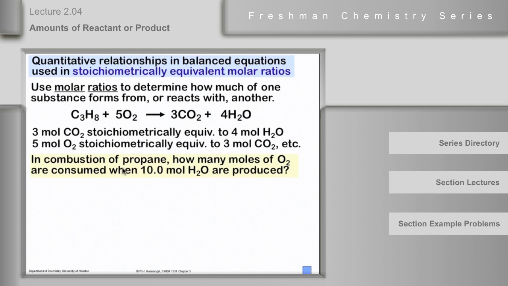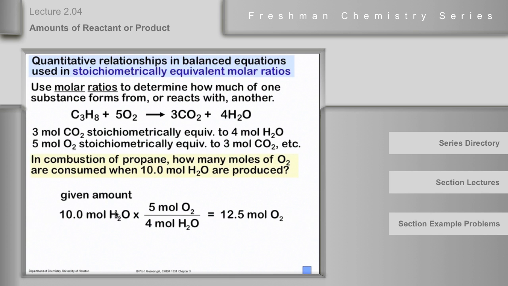So here's how we use it. In combustion of propane, how many moles of dioxygen are consumed when 10 moles of water are produced? Now, this is a mole-to-mole conversion, and in this case, it uses the balanced chemical equation to get the mole ratios that are needed. Here's what it looks like. The given amount is 10 moles of water, and we want to know how many moles of oxygen we have to provide to make these 10 moles of water.